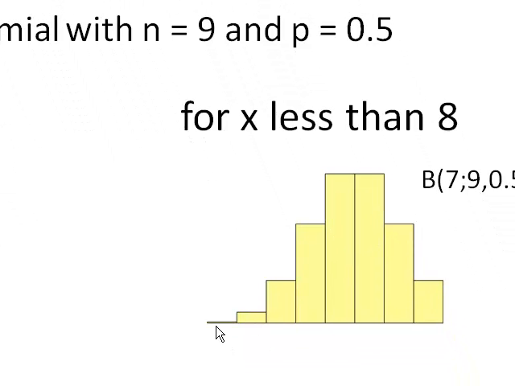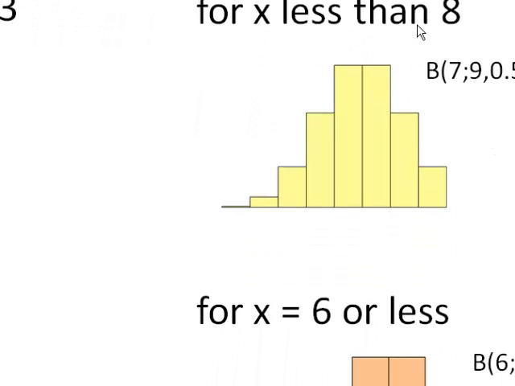So what we actually want is 0, 1, 2, 3, 4, 5, 6, 7. And that's just going to be big B7, right? Do not want 8? We use 7 right here.